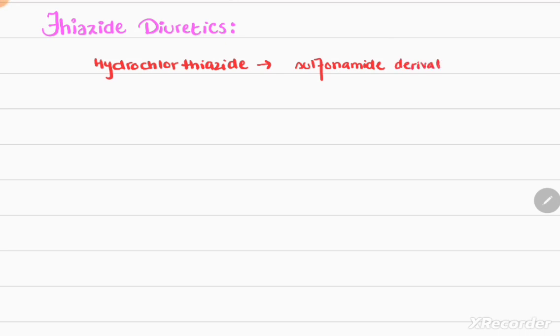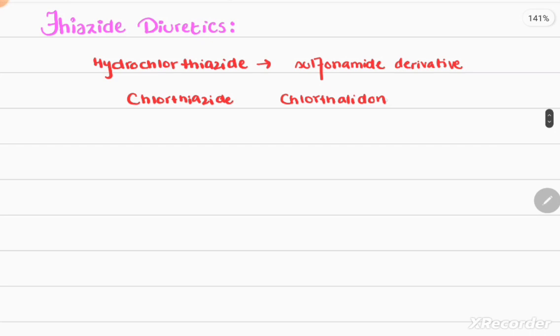There are some other members of this family as well, which include chlorothiazide, chlorthalidone, which also acts in the distal convoluted tubule, and we have indapamide. So these are the drugs which act in the distal convoluted tubule. Among all these, chlorthalidone has a longer activity.